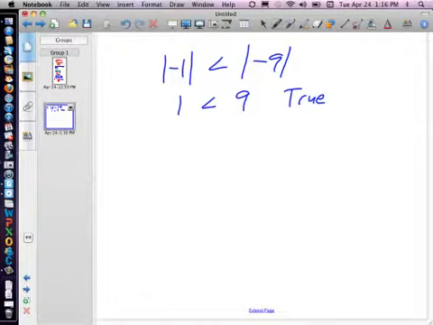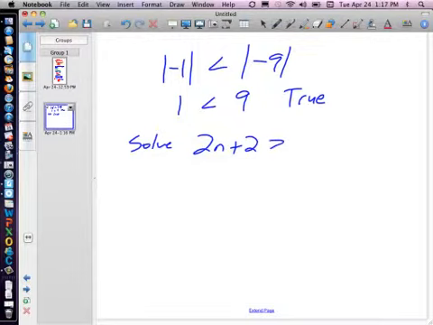Now there are times where we want to solve an inequality. And the inequality in this case is going to be 2n plus 2 is greater than 5. Now we could just solve it using some techniques we know for equations, which we'll show you later on in the chapter. But for now, we're just going to give you a solution set.